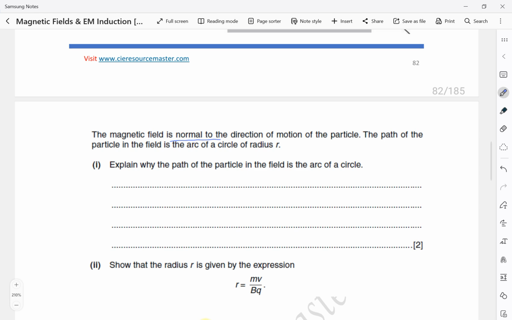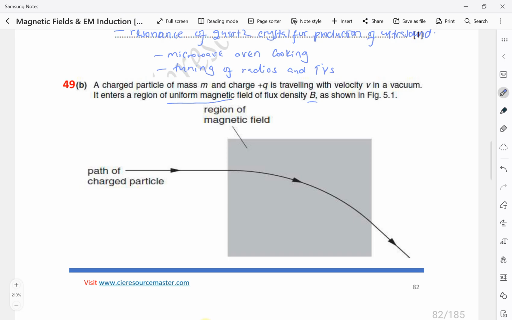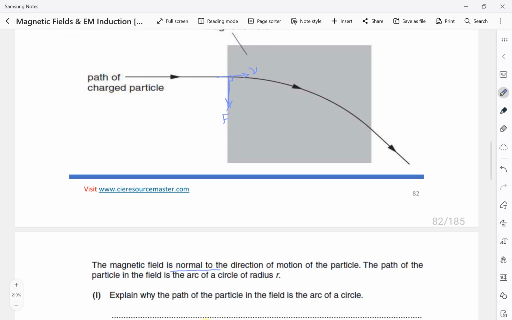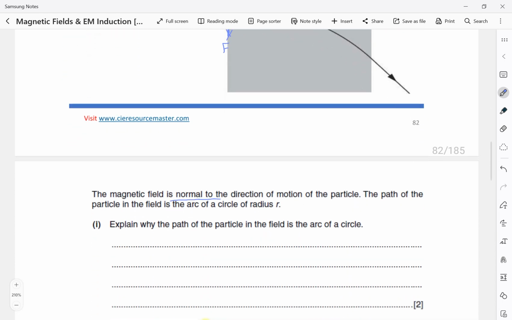The path of the particle in the field is the arc of a circle of radius r. Since the arc is towards the bottom, it means when the particle just enters the field, the force due to the magnetic field must be downwards. The particle is entering in that direction, the magnetic force is downwards. This is the velocity of the particle, and the particle is positive, so the second finger of Fleming's left-hand rule points in the same direction.